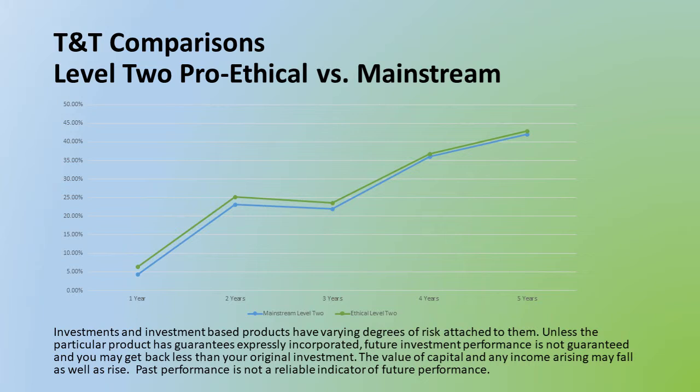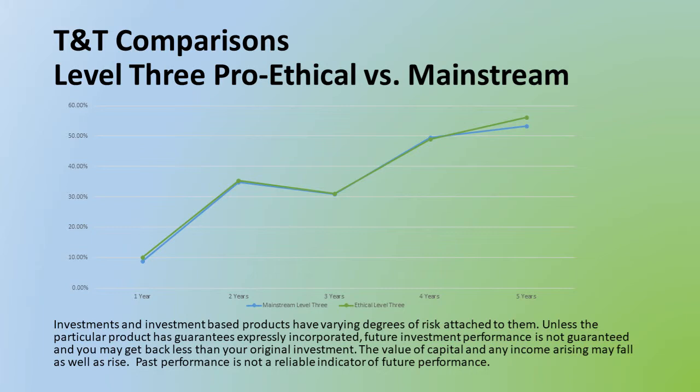So okay, let's have a look then at level 3. As you know, we have 5 levels of risk from 1 to 5. So this is level 2. Let's move on up to level 3. Level 3 shows you the blue line and the green line, absolutely neck and neck, year on year, until, again, probably the last 12 months, where the green line has pulled away slightly.